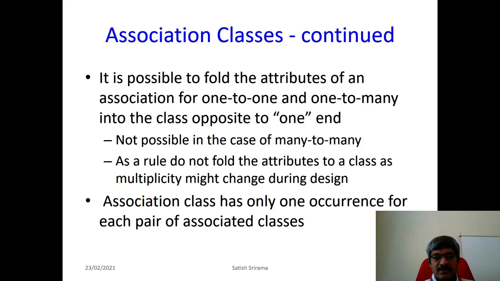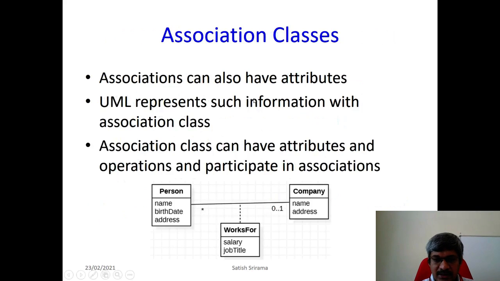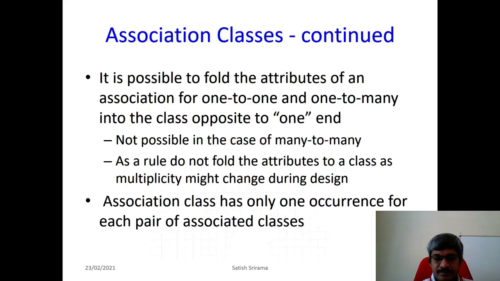Because during the design, at any phase, your multiplicity may change. Then what do you do? Say, in this example, if this becomes star to star, many to many, you allow multiple persons to work in multiple companies. If you had put these variables into a single person, then how do you define salaries and job titles? Will you maintain an array? A lot of changes will happen. So it is better not to fold these attributes into the person class. An association class has only one occurrence for each pair of associated classes. This is something that you should remember.